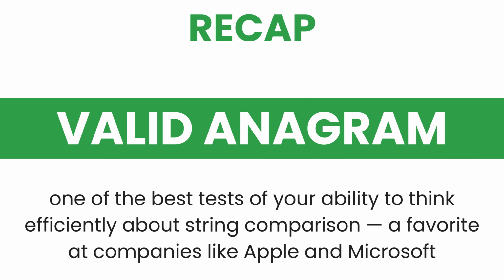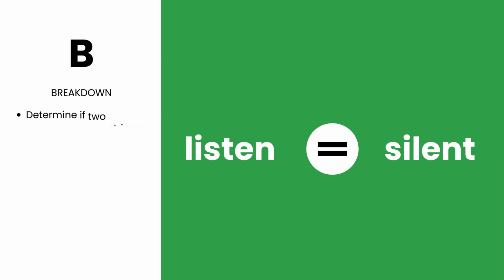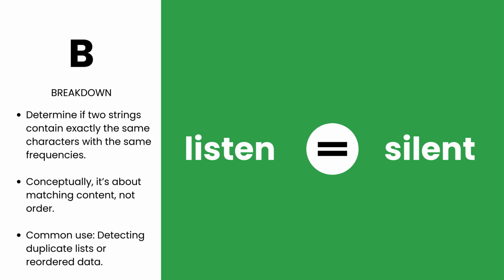Let's wrap this up. The valid anagram problem might look simple at first glance, but it's one of the best tests of your ability to think efficiently about string comparison, a favorite at companies like Apple and Microsoft. We started by defining the goal. Determine if two strings contain the exact same characters with the exact same frequencies, just possibly in a different order. In other words, can one be rearranged to form the other?